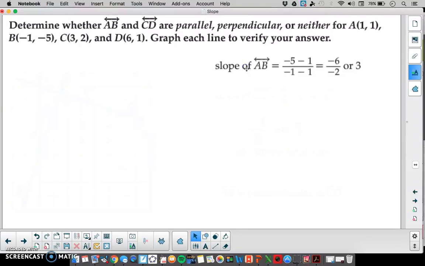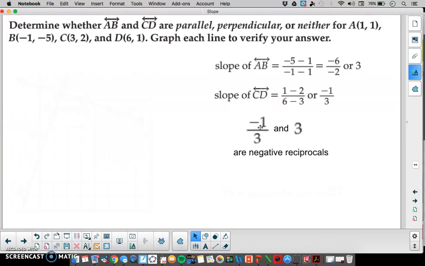Alright, our slope of AB, if we just use the formula, we get +3. Our slope of CD is going to be a -1/3. Well, -1/3 and 3 are negative reciprocals. What that means is one is positive, one is negative, and they're the flip of one another. So they have different signs and they're the flip of one another. 3 is really 3 over 1, so they're flipped from one another.